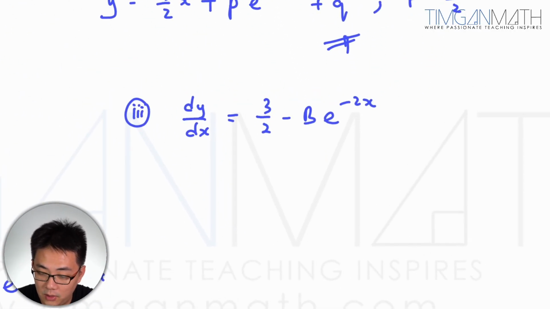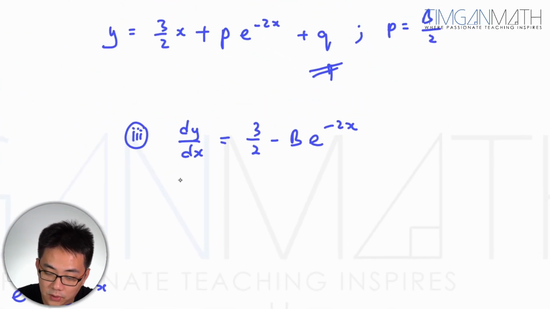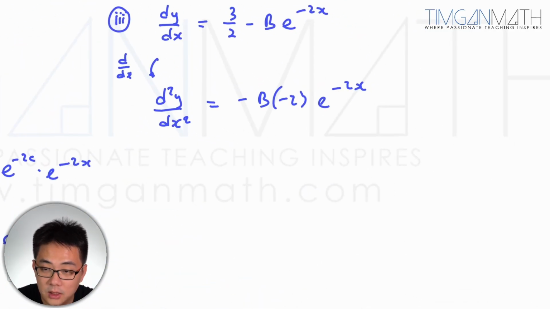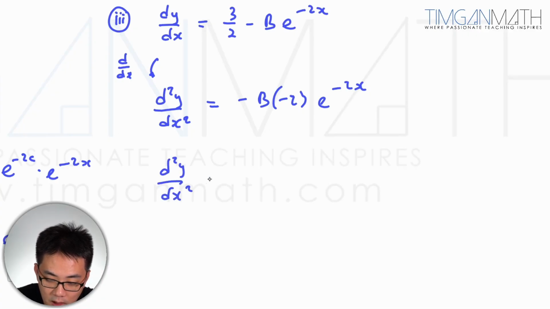Because now I need to find the second derivative, I'm going to differentiate this with respect to x. In this case, d squared y over dx squared equals 0 minus B times negative 2 e to the power of minus 2x. So this is what we're going to get, which is 2B e to the power of minus 2x.